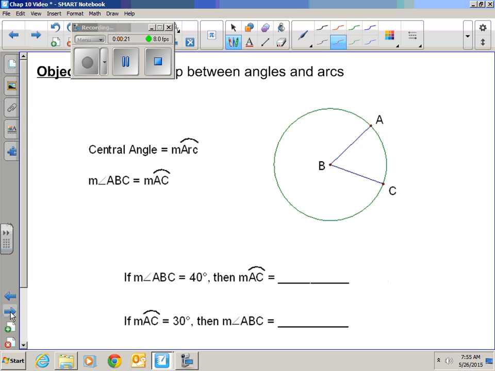The first one you already know about. It is a central angle. You know that the measure of a central angle is equal to the measure of its arc. In other words, the measure of angle ABC is equal to the measure of this arc. If the measure of angle ABC is 40, then the measure of arc AC is 40. And if the measure of arc AC is 30, then the central angle is also 30.